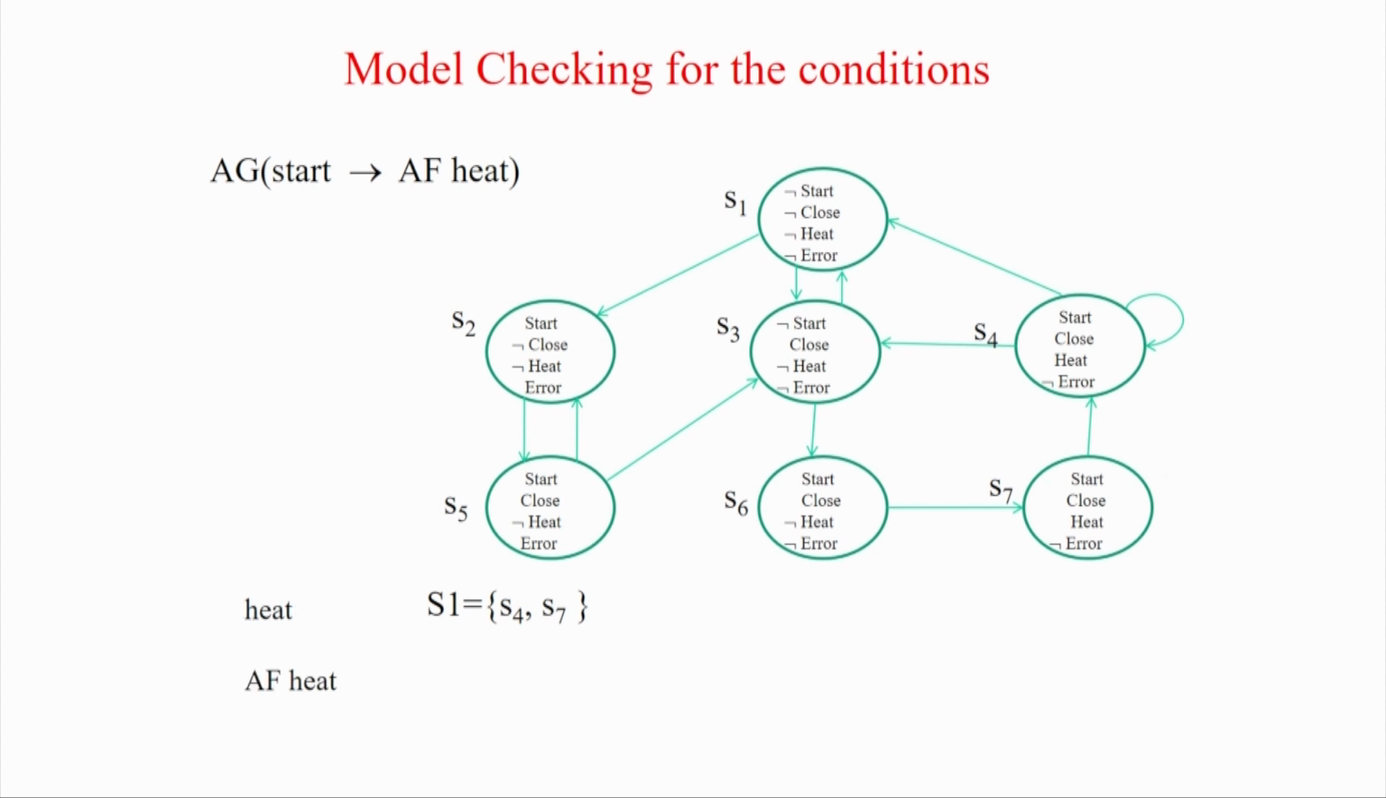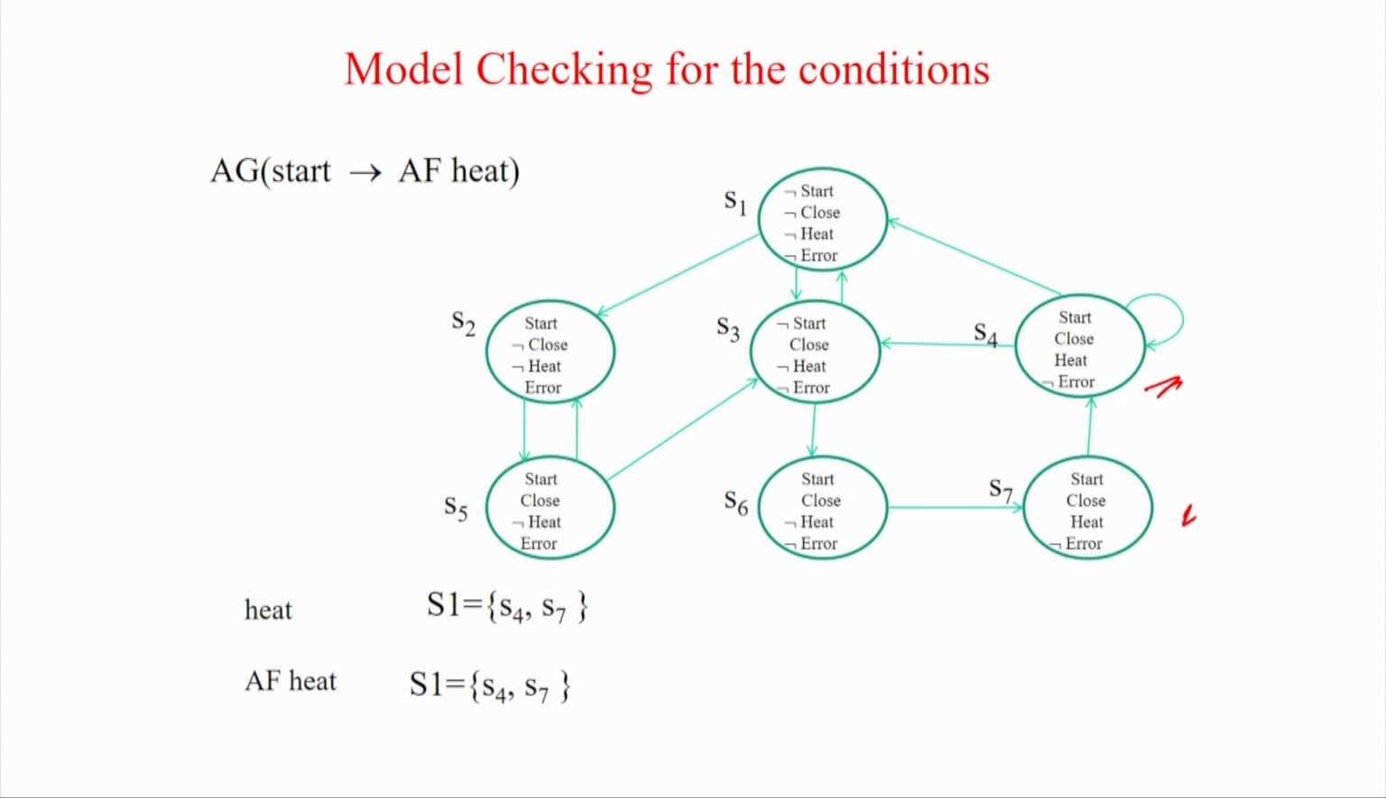Now, all paths in future heat. So these are the two states I am marking, S4 and S7, which are true with heat. Now in all paths in future heat, which more states are there? I will do the same model checking algorithm, that labeling algorithm, for all paths in future. If you do it, you will find that S6 will come in for all paths in future heat. So these are the states where heat is there.